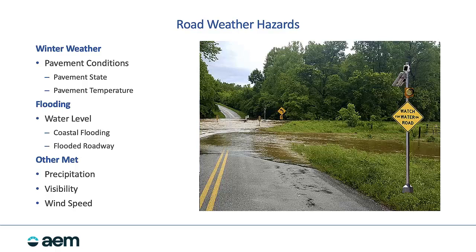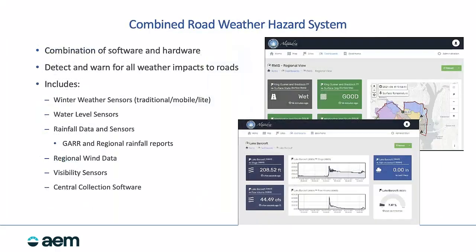So when we think about these road weather hazards, each one of these, while they might have some seasonality depending on the part of the country that you're in, can all occur and impact the roads and have the same or similar consequences for the road network that you're responsible for. What we're going to be talking about a lot today is a combined road weather hazard system. It's a combination of both software and hardware working in concert together to provide the most value. It's going to detect these weather hazards on the roads and then alert and warn the appropriate people, whether that's the maintainers of the actual roads, other departments within your group, or ultimately the motorists, and we'll spend some time looking at that.